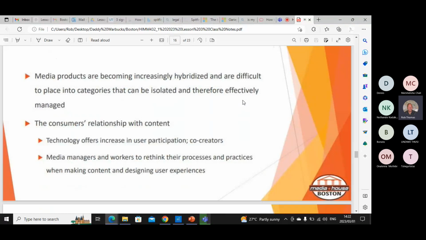Okay, so the consumer's relationship with content. Technology offers an increase in user participation, and you're co-creators. As I said to the students in last week's class, if 9/11 had happened in 2023, we had one video of the first airplane crashing into the first tower. That happened because the guy was busy filming, and he heard the plane go over. He lifted up his camera and took a shot just before the plane flew into the building. If it had been today, there probably would have been 100,000 people filming everything, and there'd be huge amounts of information on it.